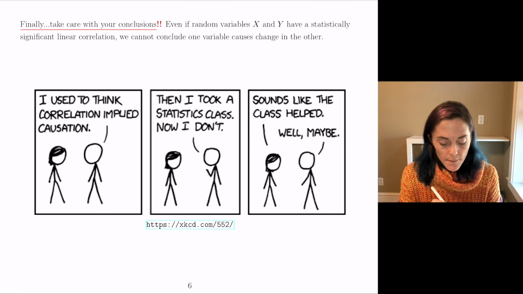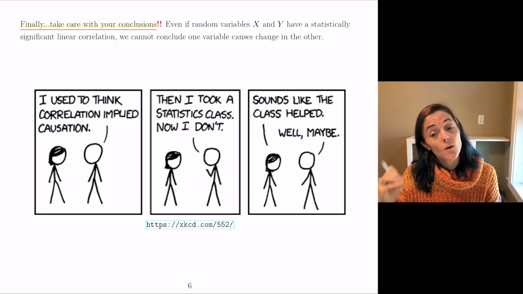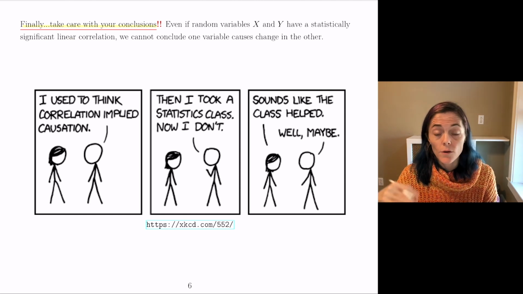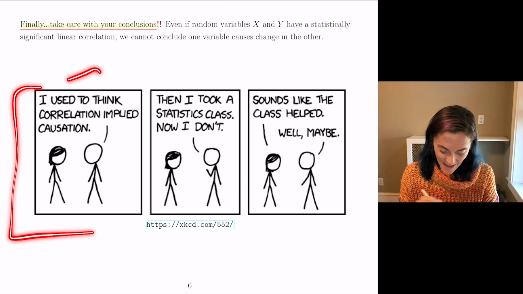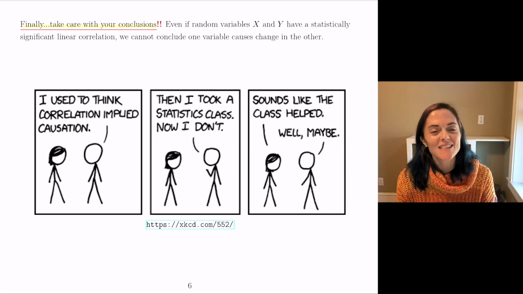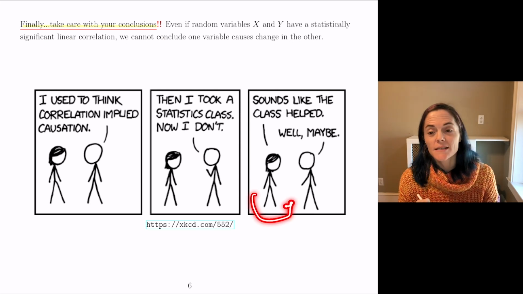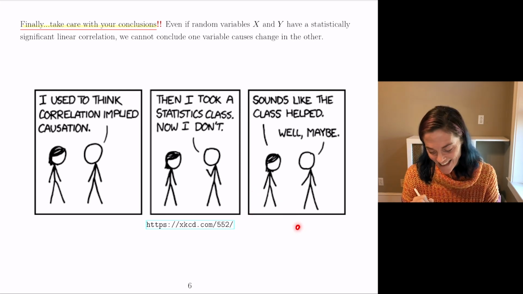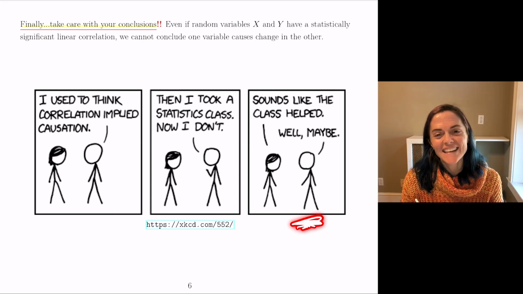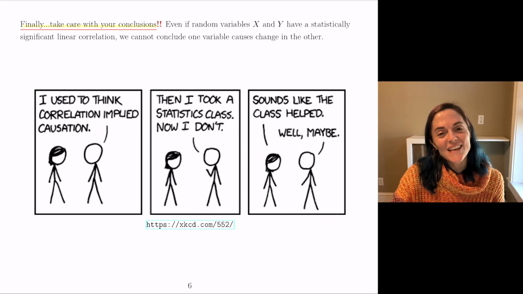Now, the final thing I want to mention is take care with your conclusions. Even if X and Y have a statistically significant linear correlation, we cannot conclude one variable causes change in the other. And this is one of my favorite XKCD comics, which is related to this. I used to think correlation implied causation. Then I took a statistics class, and now I don't. This other person says, sounds like it helped. And then the original one says, well, maybe. So I will end with that. Thank you so much, class.